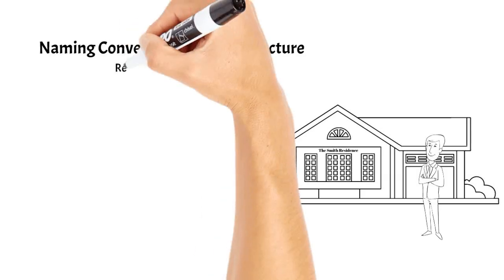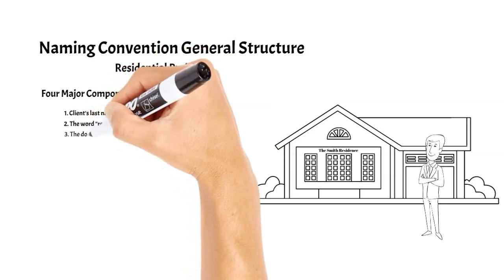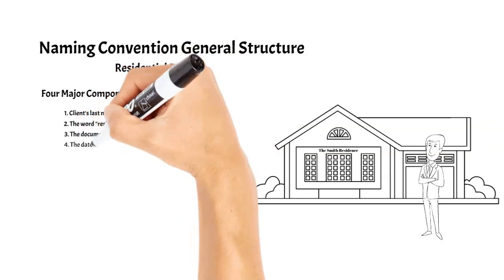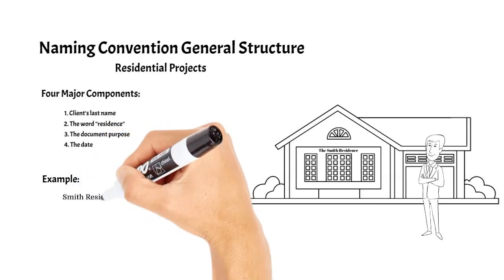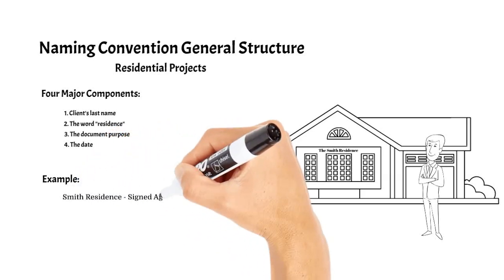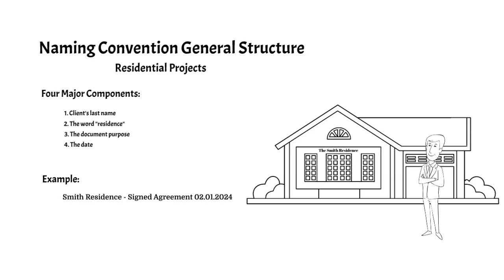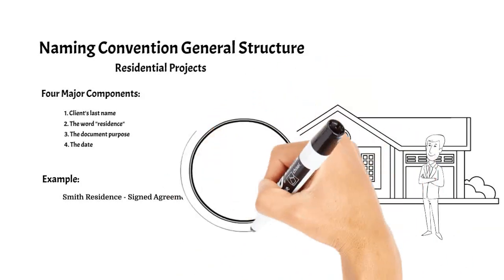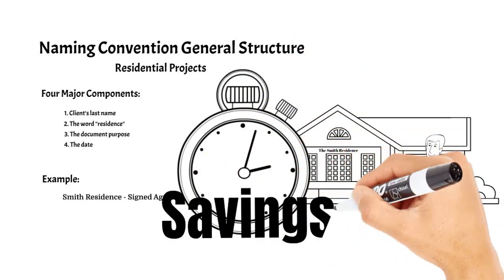Next, for residential projects, we begin by using the customer's last name, followed by the word residence, and then the document's purpose. Again, we want to enter the date to help us keep track of the timeline. In this example, the document title indicates that this is a signed agreement for a residential project, whose owner's last name is Smith, and was signed on February 1, 2024. As you can see, that's a significant amount of information gained simply from reading the title, and without having to open the document. Imagine the amount of time we will save by being able to see what a document is for, and when it was created or updated, without having to open it.